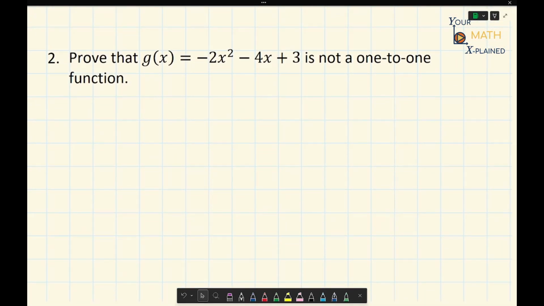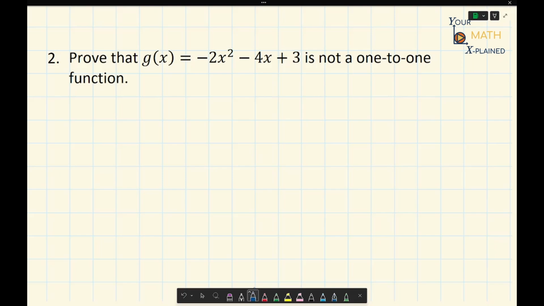Next, we're going to prove that this function g of x is not a one-to-one function. So what that means is if we start with g of a is equal to g of b, we won't be able to get to the result of a is equal to b. Okay, so let's start with setting g of a is equal to g of b first.